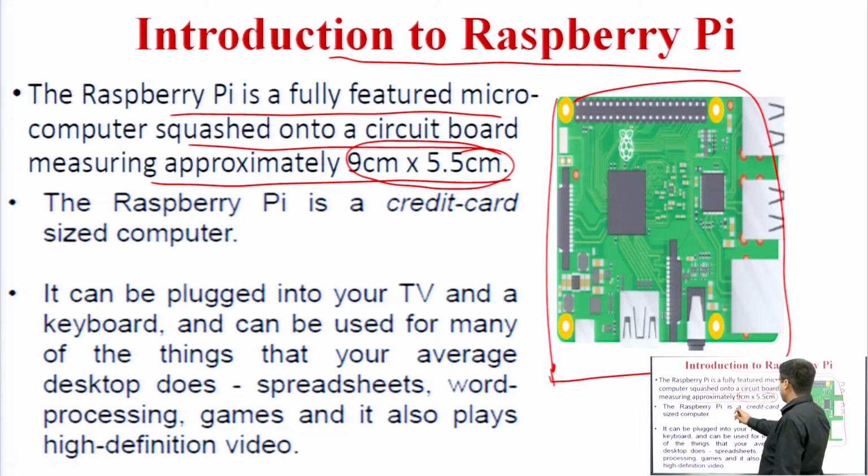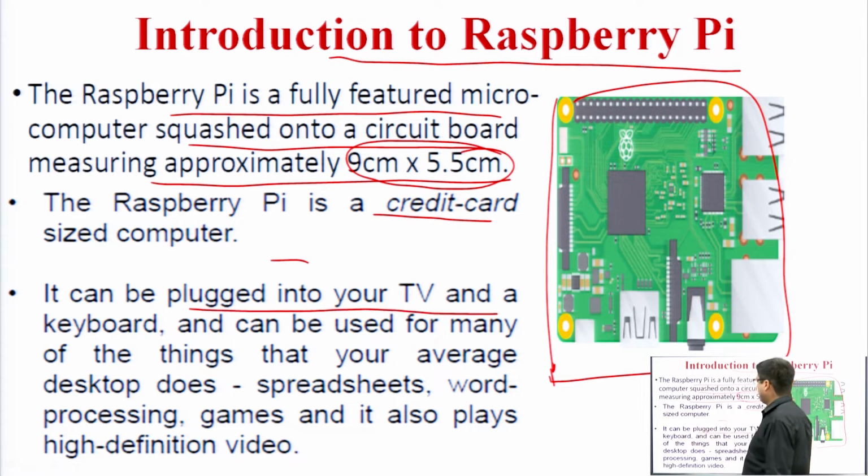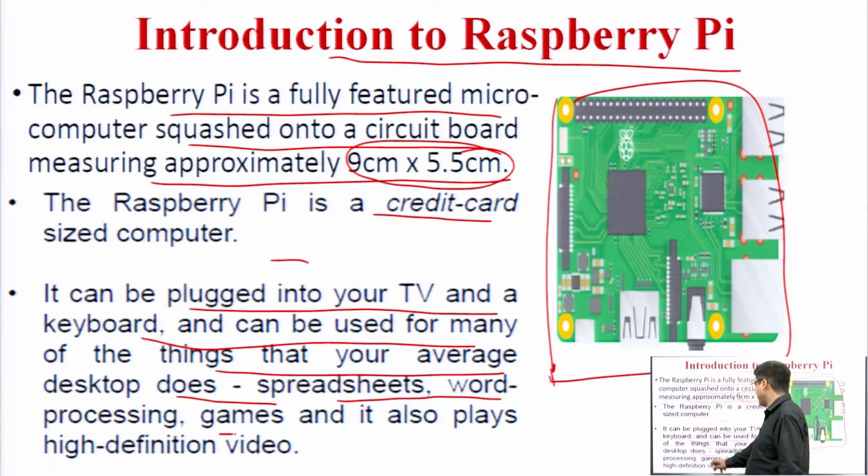So, Raspberry Pi is a credit card size computer. It is very small in size, and it can be used in a variety of applications. It can be plugged into your TV and a keyboard, and can be used for many of the things that your average desktop does: spreadsheets, word processing, games, workstation, and it also plays high definition video.